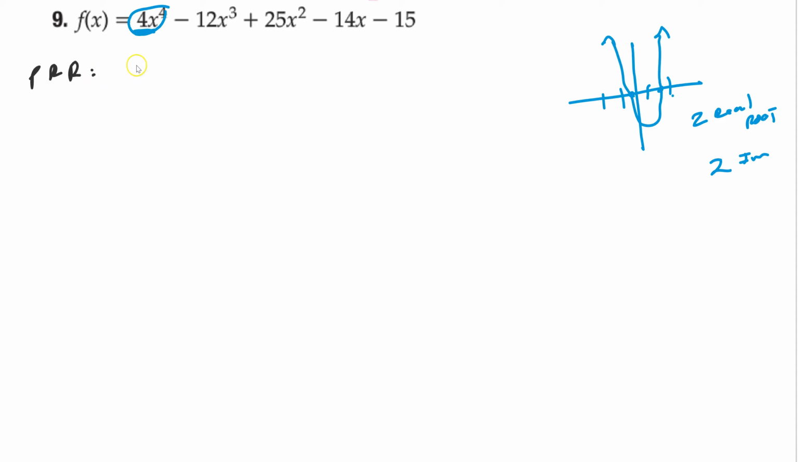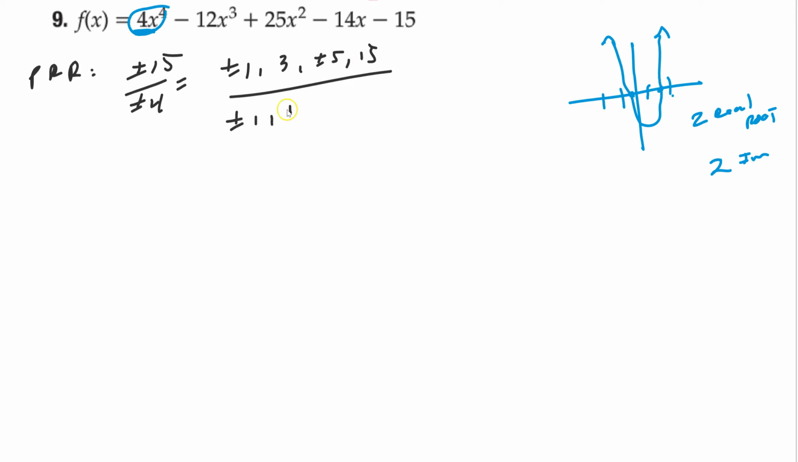So last order first. Plus or minus 15 over plus or minus 4. Factors of 15 are 1, 3, 5, and 15. Factors of 4 are 1, 2, and 4. All the combinations: 1 over 1, 1 over 2, 1 over 4.